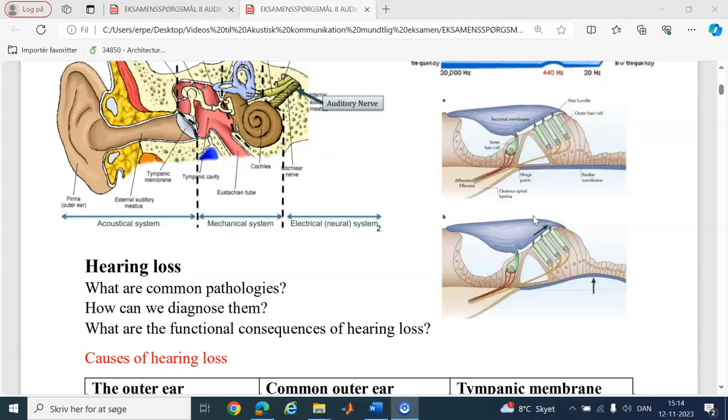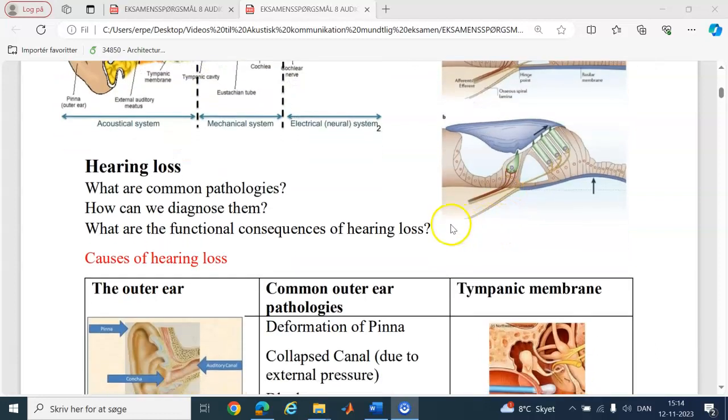Hearing loss. What are common pathologies? How can we diagnose them? What are the functional consequences of hearing loss?